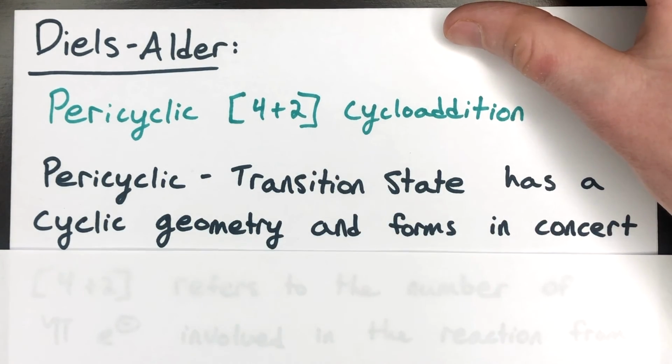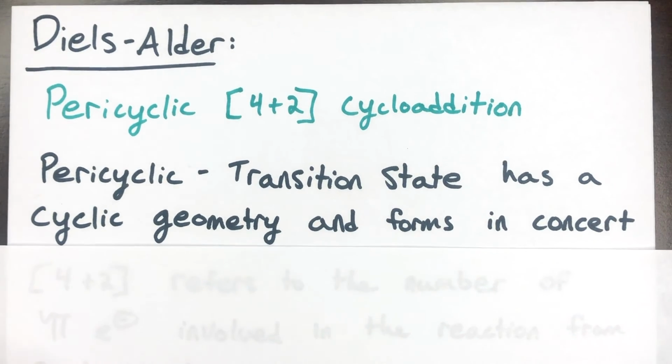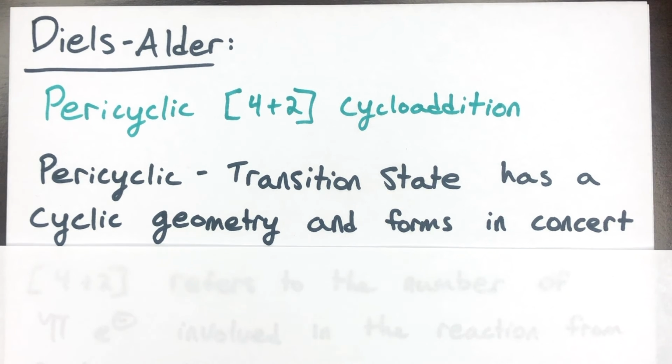So pericyclic simply means that a pericyclic reaction involves a transition state that has a cyclic geometry. So just meaning a cyclopentane or cyclohexane, something along those lines, that transition state has this cyclic geometry where there's a continuous chain of carbons in a ring shape. And additionally, this forms in concert. So it's a concerted mechanism in which bonds are forming and breaking simultaneously.